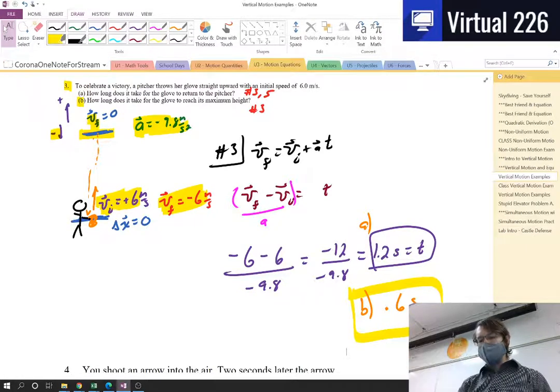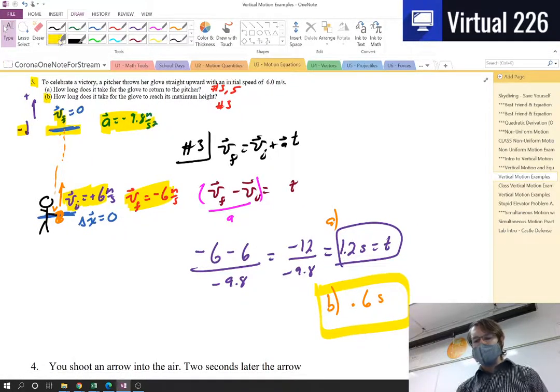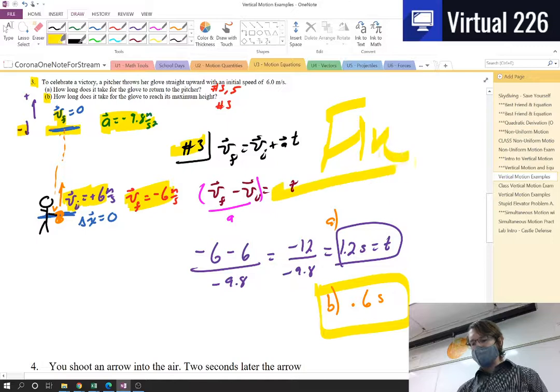So that was it. Not too bad of a problem there. Just recognizing what we had, drawing a little picture, identifying an equation, and then working through the math. So with that, this problem is finished.